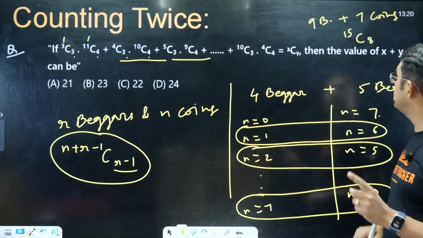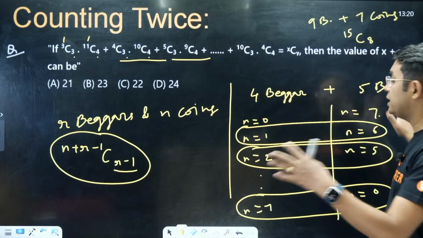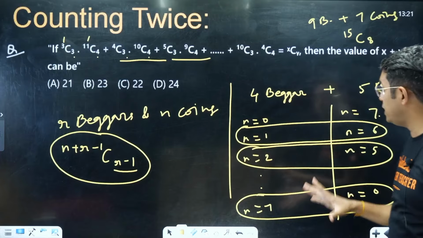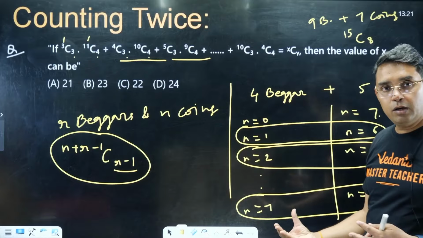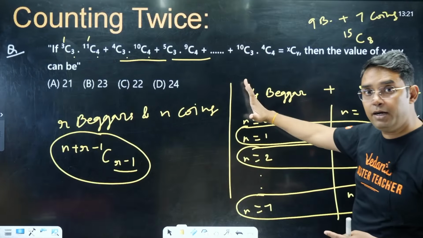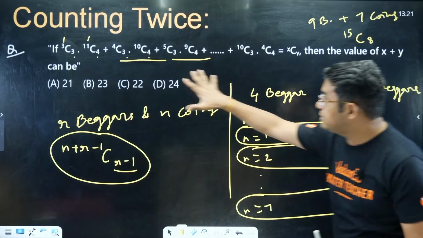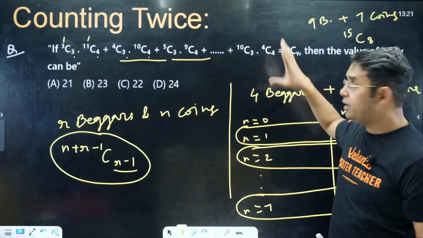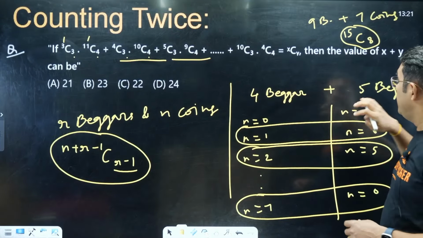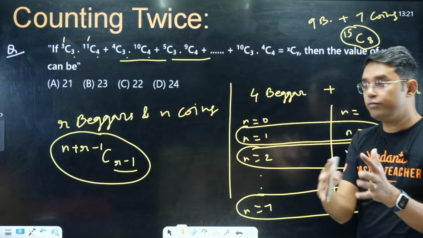So 15C8 can be, if you consider all 9 beggars as a single bunch of beggars, and 7 coins to be given. Okay, so you can see these 9 beggars, if divided into 2 sides of the road, this left side is doing the same thing which the right hand side, equal to 15C8, will be doing if we consider them as a single bunch of beggars.